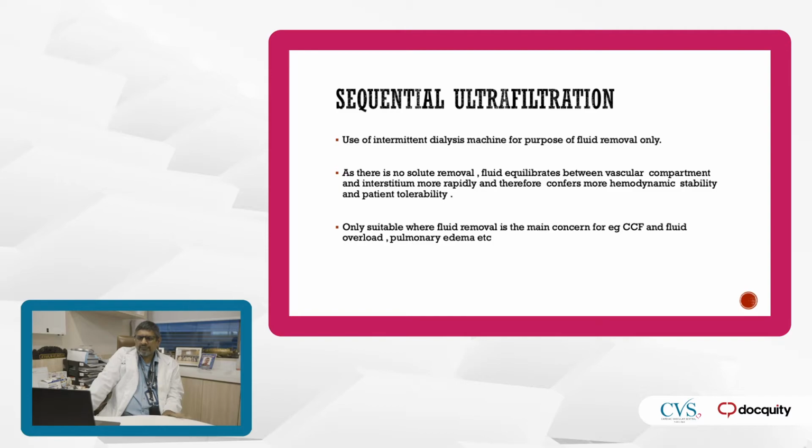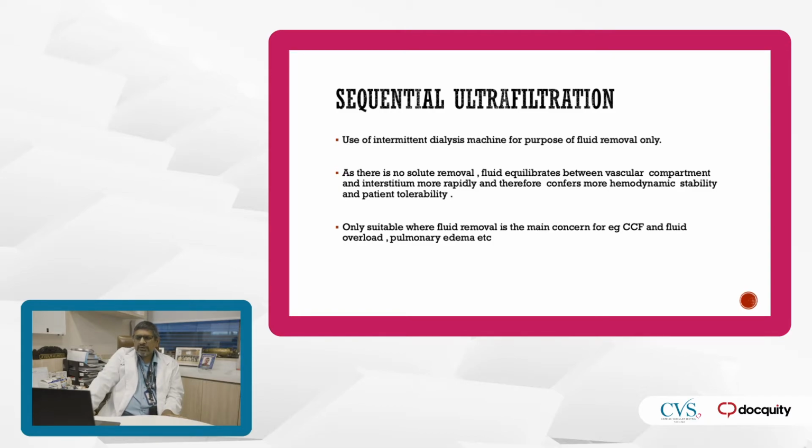There's another form of intermittent hemodialysis, we call it sequential ultrafiltration. Again, sequential ultrafiltration means we are using the hemodialysis machine, but only for the purpose of fluid removal. For example, in people with congestive cardiac failure who are resistant to diuretics, they are overloaded, you can use sequential ultrafiltration whereby you only remove water.